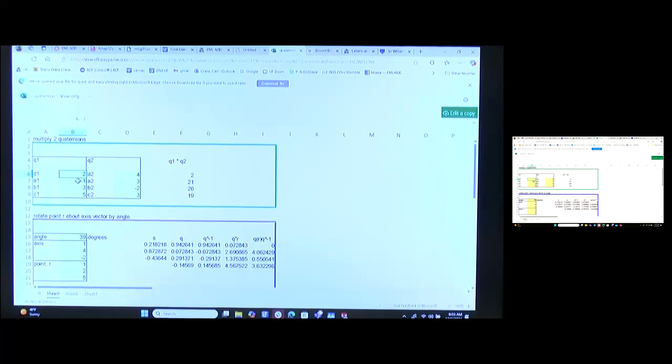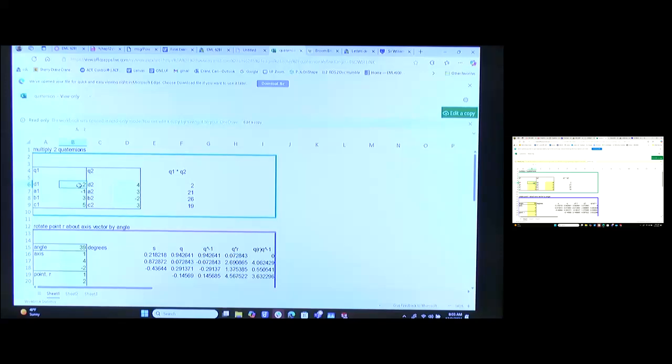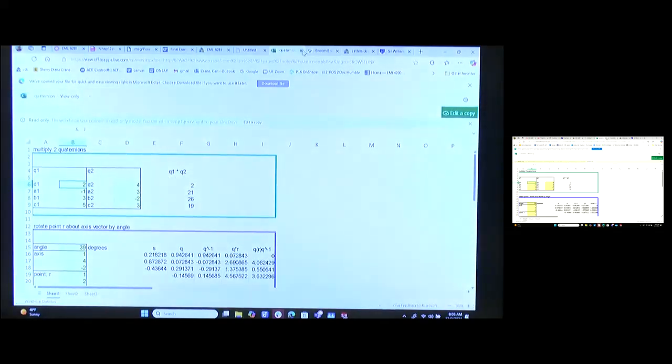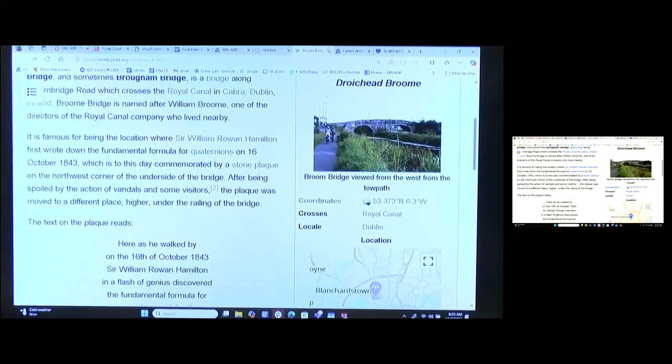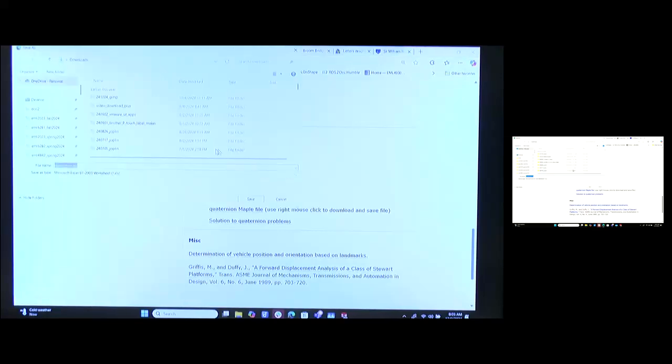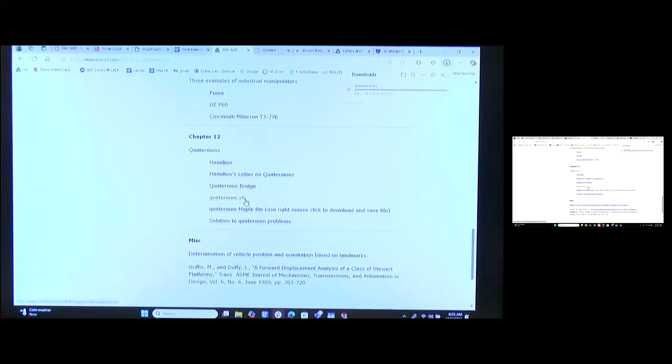So I'll put a 3. Oh, it's read only. It says doesn't agree. I should have downloaded it. I'm going to say download, save link as, and I'm just going to throw it in temp so I can mess with it. Open it in Excel.